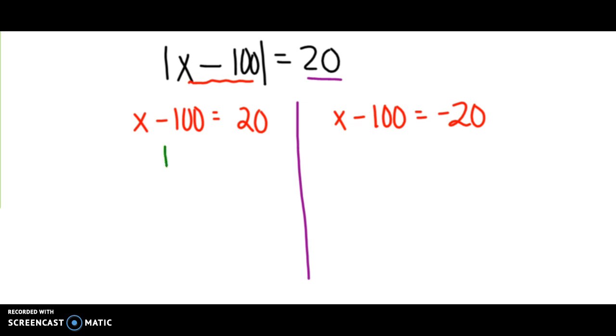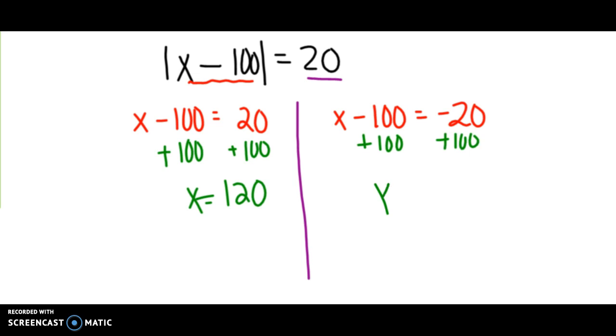For the first one, if I add 100 to both sides, x is going to be equal to 120. Or if I add 100 right here, x could be equal to 80. So we said that a tennis racket is normally around 100 square inches, but it could be plus or minus 20. Lower than that would be 80, 20 less than that, or 20 more than that would be 120. So your tennis racket is going to have some square inch amount between 120 and 80.